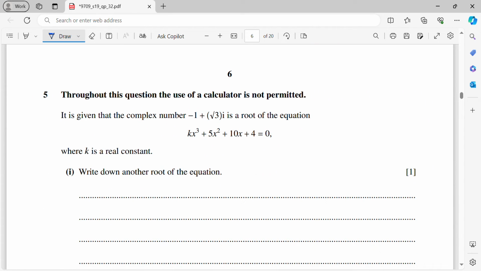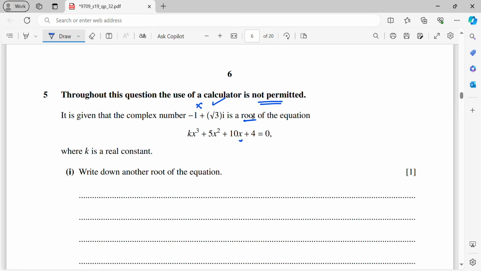Okay, next question, number 5. Throughout this question, the use of a calculator is not permitted. It is given that the complex number -1 + √3i is a root of the equation. The root here means the variable, that means this is the x. Write down another root of the equation.